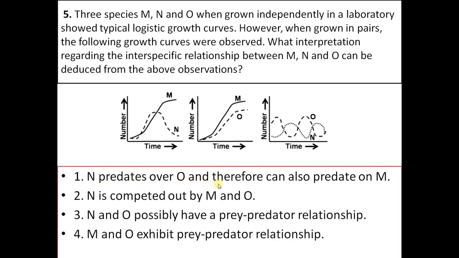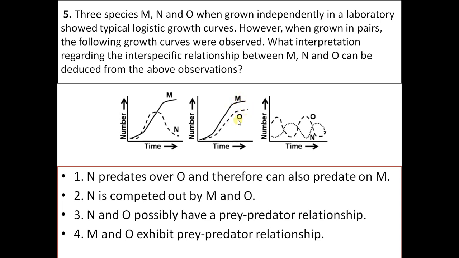N predates over O and therefore can also predate on M. N is competed out by M and O. N and O possibly have a prey-predator relationship. M and O exhibit a prey-predator relationship. Let us check it out using this graph. Here M and N: in the options, there is nothing like M and N, so just leave it. Then the second one, M and O. M and O, there is no observable relation.